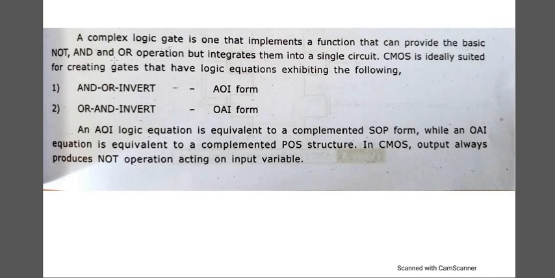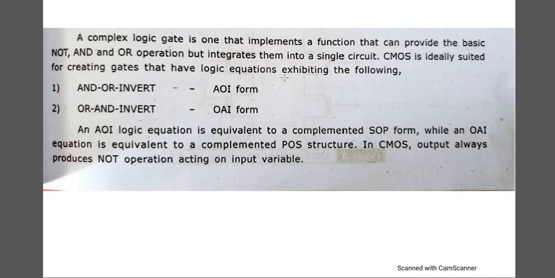It means that a gate is the one which implements the function that can provide the basic AND and OR operation, but integrates them in a single circuit. Last time we saw the basic logic gates, AND, OR and NOT separately. Now we are integrating all three together and making a single circuit. So CMOS is ideally suited for creating these gates that have logic equation combinations of the following.